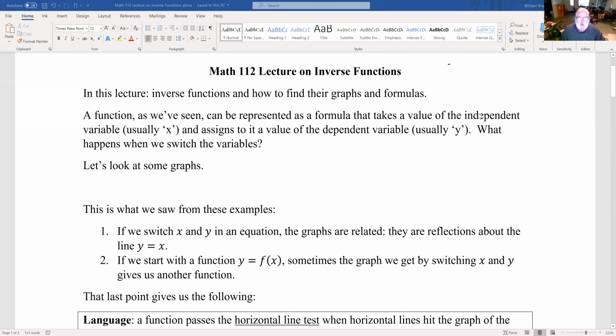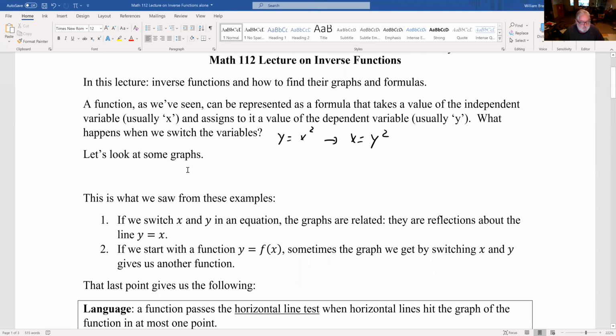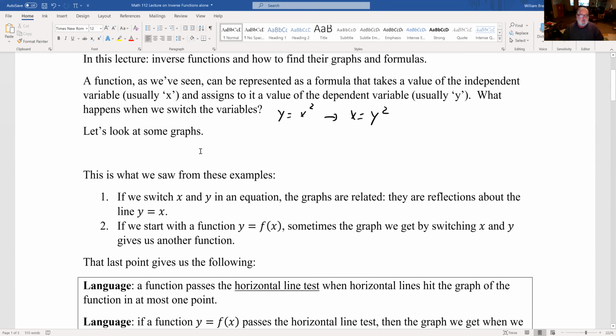Okay, so inverse functions. We're going to talk about inverse functions, how to find the graphs and the formulas. Functions, as we've seen, can be represented as a formula, takes x and gives it y. What happens when you switch the variables? What happens if, instead of having, say, y equals x squared, we change that to x equals y squared? Just flip the variables. We're going to look at some graphs, and we'll go to a GeoGebra session.